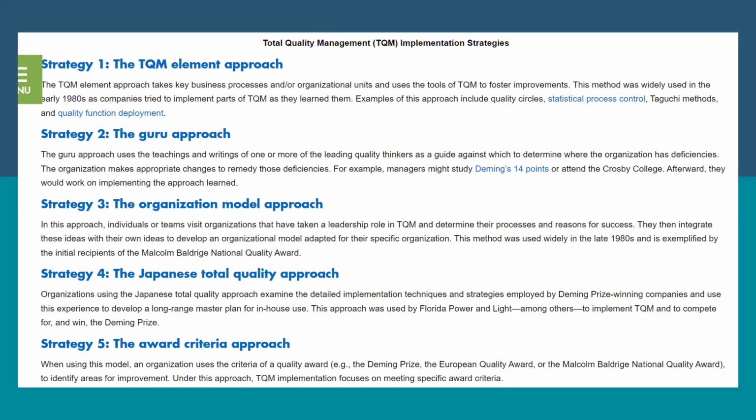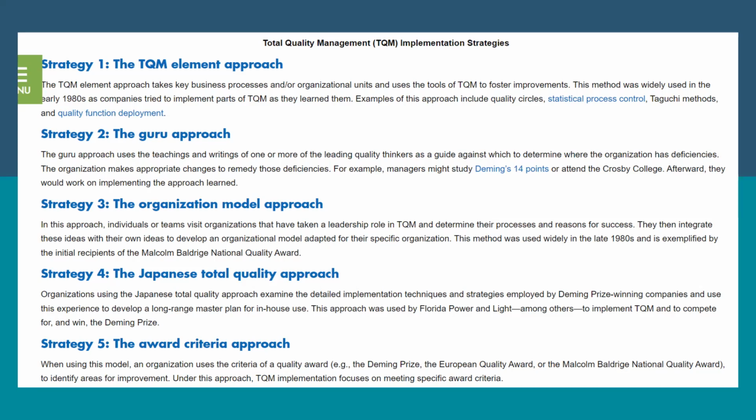Strategy 2, the Guru approach. The Guru approach uses the teachings and writings of one or more of the leading quality thinkers as a guide against which to determine where the organization has deficiencies. The organization makes appropriate changes to remedy those deficiencies. For example, managers might study Deming's 14 points.